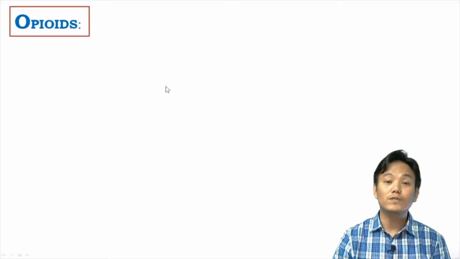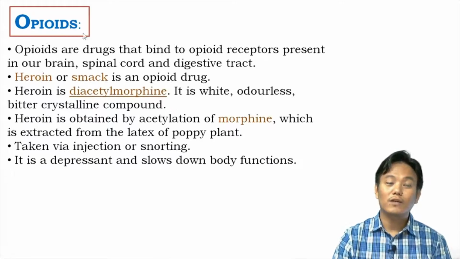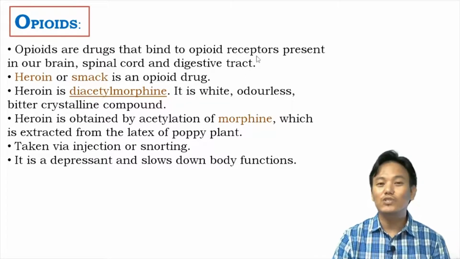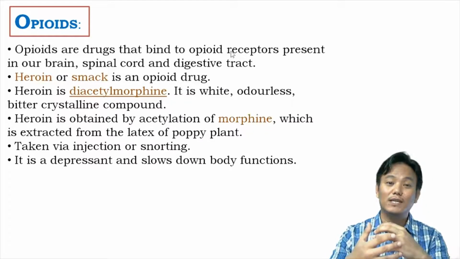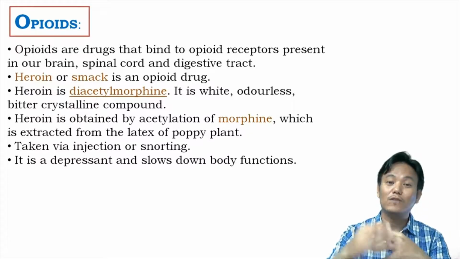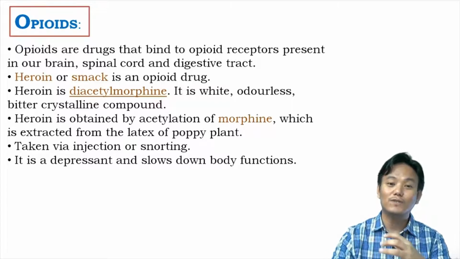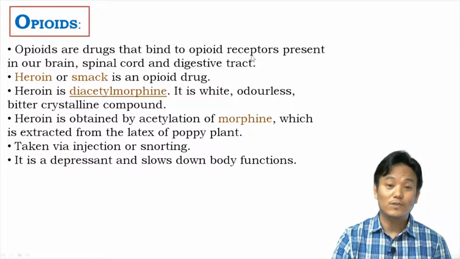The first one is opioids. Opioids are drugs that bind to opioid receptors present in our brain, spinal cord, and digestive tract. Receptors in general are cellular receptors. These receptors are present on the surface of the cell, and they have the capacity of binding with specific chemicals, thereby bringing about specific cellular changes. Opioid receptor is one such receptor. So opioid receptors can bind with opioids, and these receptors are present on the surface of the cells of our central nervous system and digestive tract.